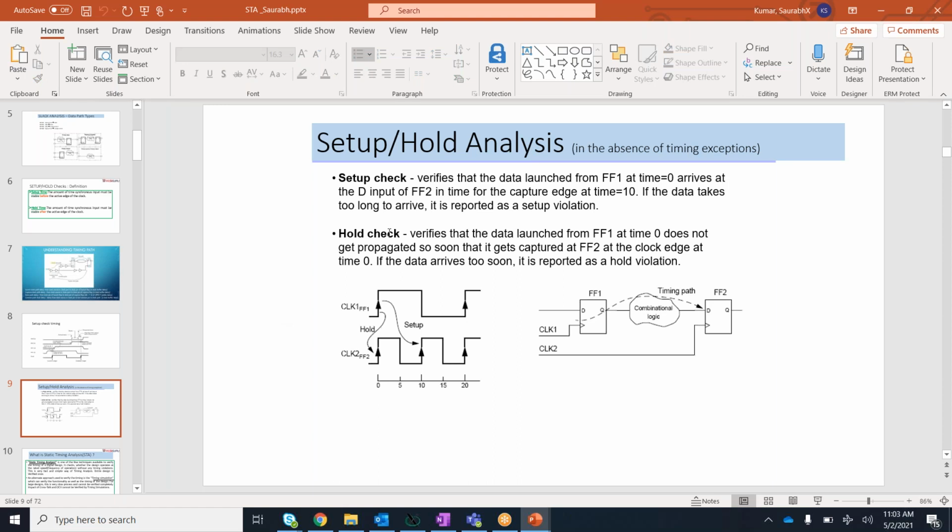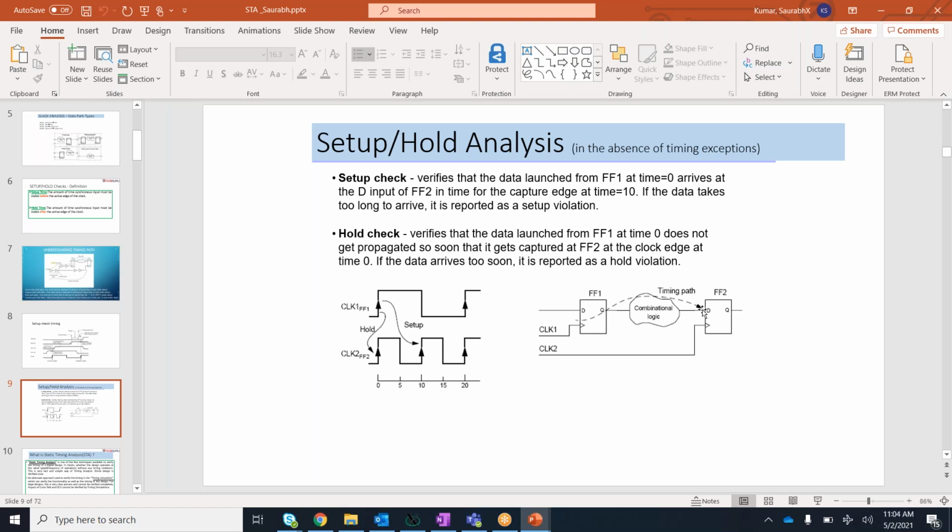And what is hold check? Hold check verifies that the data launched from flip flop 1 at t equal to 0 does not get propagated so soon that it gets captured at the same clock edge, time equal to 0. If the data arrives too soon, it is reported as a hold violation.